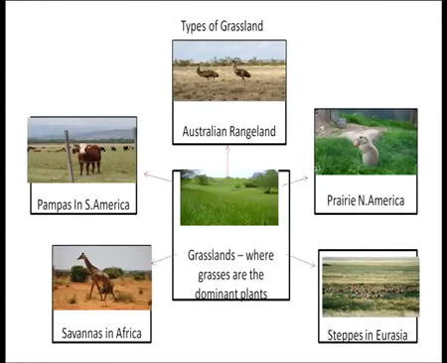The grasslands of Australia are called rangelands. The grasslands in North America are called prairies. In Eurasia, they are called steppes, and in Africa, they are named savannas, and they are known as pampas in South America. Most of the plant life of the grassland is grasses.